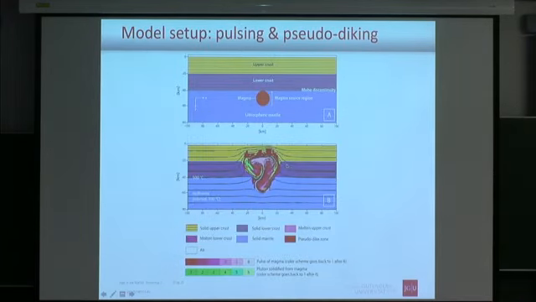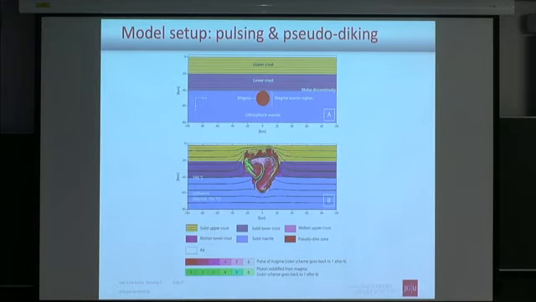We want to actually create a very simple numerical model in which we actually don't include this diking in a fully consistent way, but we implement it in a parameterized way. And we also will look at the effect of having multiple pulses.